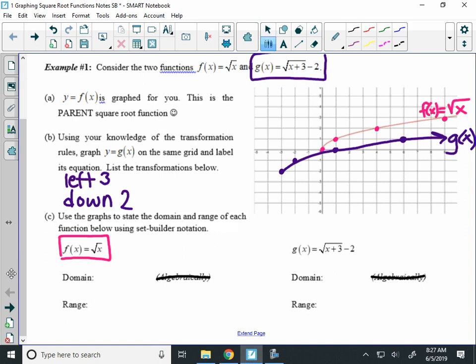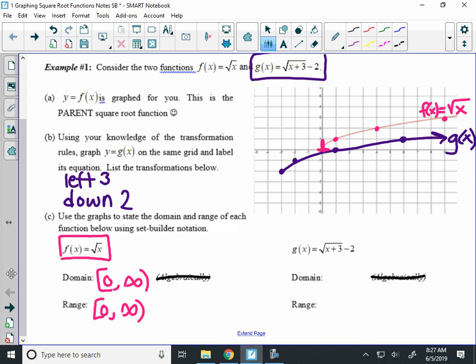So domain is the x's. So if I'm looking at my pink graph here, the farthest to the left x that it's at is 0. And then we go to the right. It goes on forever. So my domain starts at 0. It's included. Since it goes to the right forever, my graph goes to infinity. Now the range is bottom to top. Now on the bottom here, we're at 0 again. And my graph goes up forever, which means it goes to infinity.